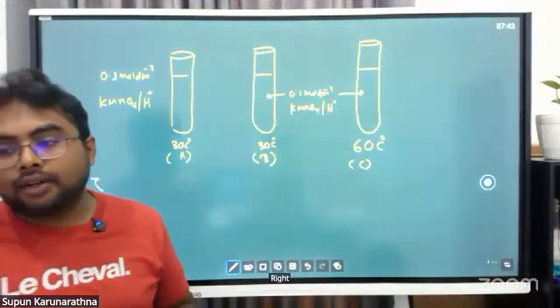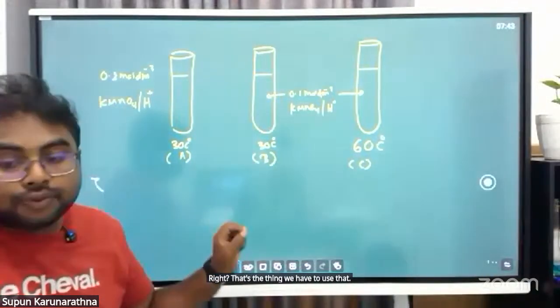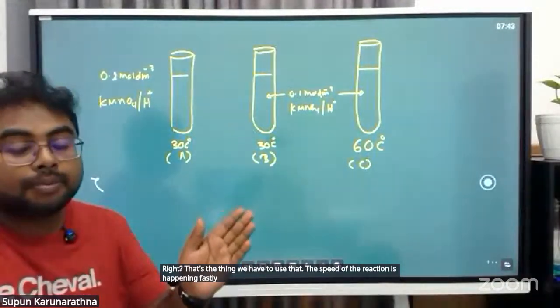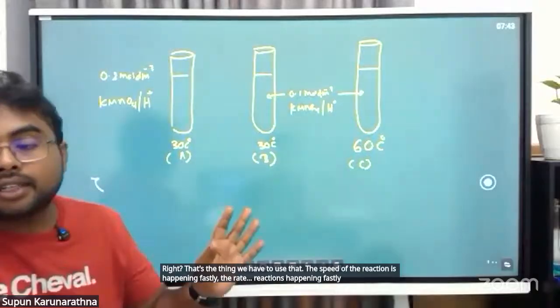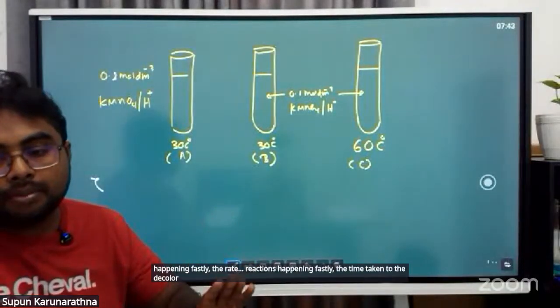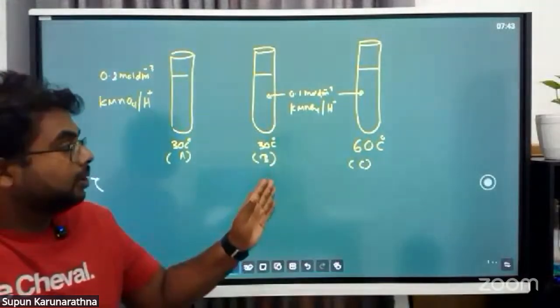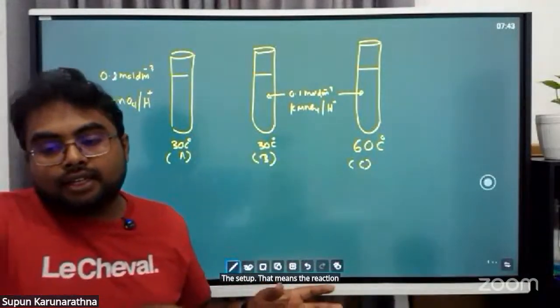Right? That's the thing we have to use. The speed of the reaction is happening fast, the time taken to decolorize the potassium permanganate in the setup is short. That means the reaction is occurring fast.